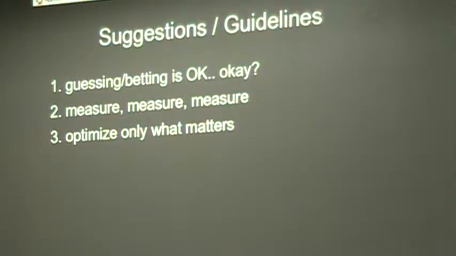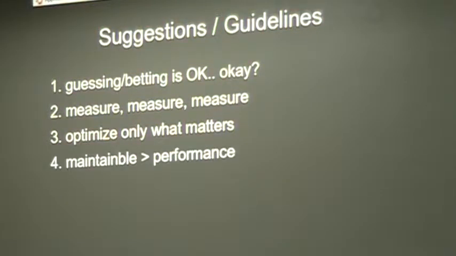Then optimize only what matters. Like the 80-20 rule: Friendster has a bunch of features, so we optimize only the things that are really getting hit, just the popular pages. And of course, maintainability is better than performance. Or else we'd do it in C, right? Like building Friendster in C. 5 years.